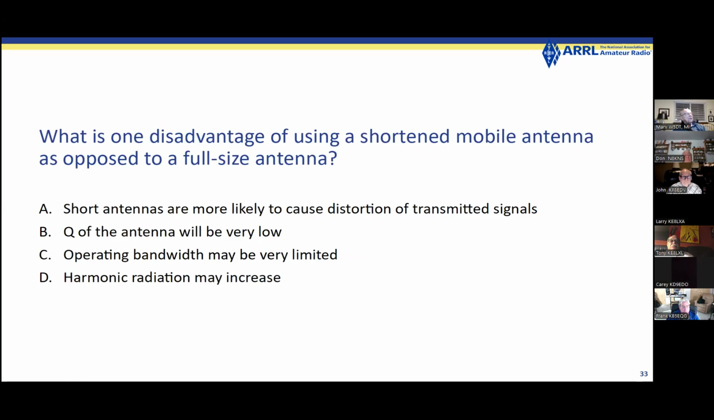What is one disadvantage of using a shortened mobile antenna as opposed to a full-size antenna? Short antennas are more likely to cause distortion of transmitted signals. The Q of the antenna will be very low. Operating bandwidth may be very limited. Harmonic radiation may increase. Charlie. Yeah. Operating bandwidth may be very limited.